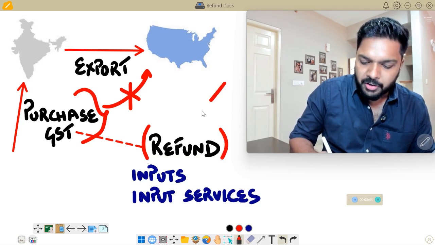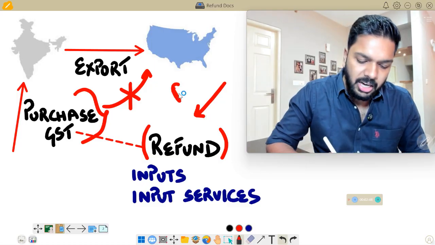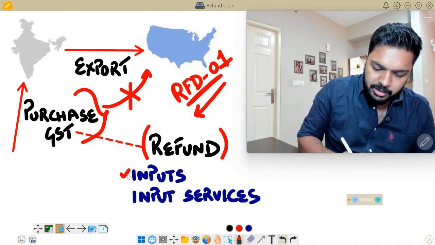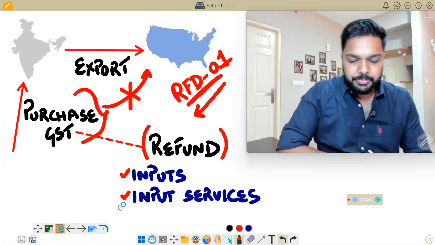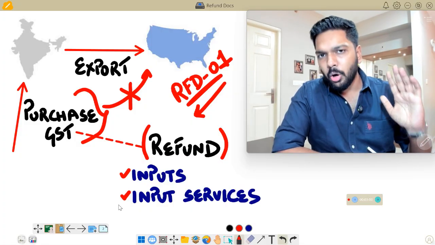The department will refund you within so many days if you file a refund application in RFD01 with some prescribed documents. So you can claim a refund of both inputs and input services if you are involved in the export of goods or services without the payment of IGST.